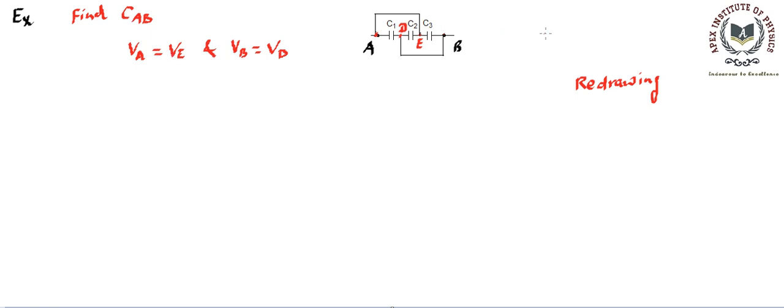So we are going to draw 2 points. One point is going to be A, another point is going to be B, and then we will draw all the points which have the same potential at the same location. So along with A, the potential of E is the same as the potential of A, so point E is also supposed to be drawn at the same location. So we will say this point is also behaving like point E. Similarly, point D has a potential the same as point B, so this point is also going to behave like point D. So ultimately we will have 2 points to connect the capacitors.